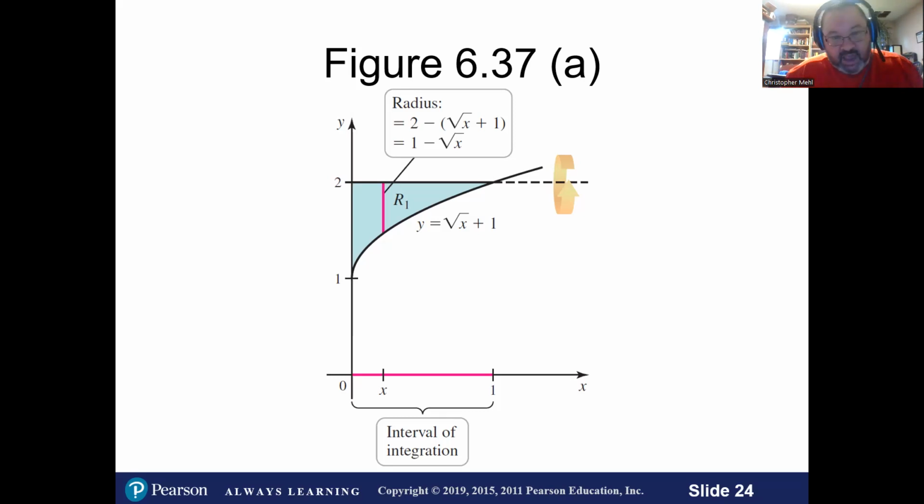Where do those things intersect? Well, we have x equals 0, and we have x equals 1. All you do is you set y equals 2 equal to y equals square root of x plus 1, and you can kind of see from the region that 0 is one of them, and for the other one, you get x equals 1. You integrate that cross-sectional area from x equals 0 to x equals 1 to get the volume. So same idea. What's the area of a cross section look like? Let's jump to the whiteboard here.